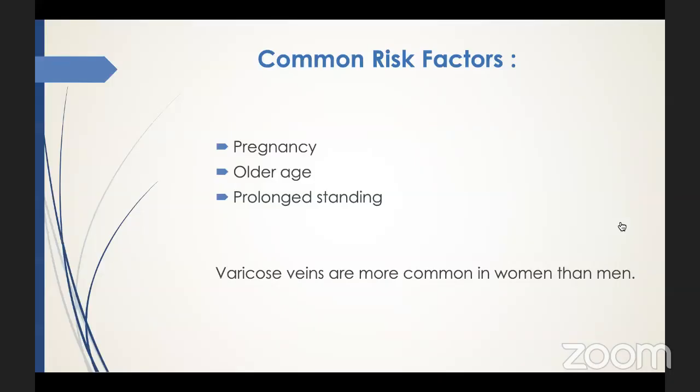So the common risk factors: there are a lot of risk factors, but the common ones are pregnancy, elderly people, and prolonged standing and also sitting. So those who work, like teachers standing too much, are at high risk of having varicose veins. And also people who sit in their office, or pilots, for example, are at high risk of having varicose veins because they're sitting for a long period of time.